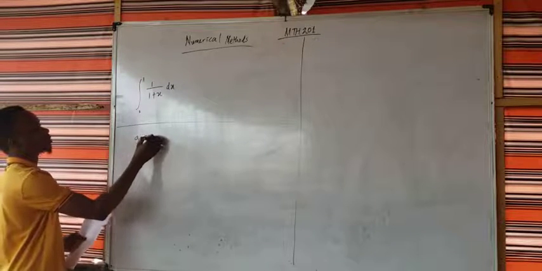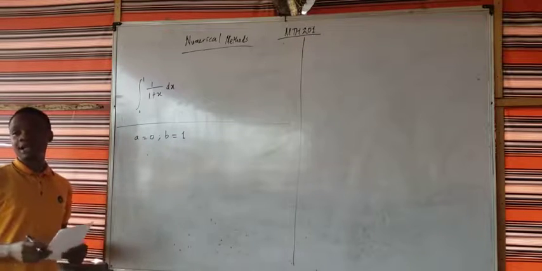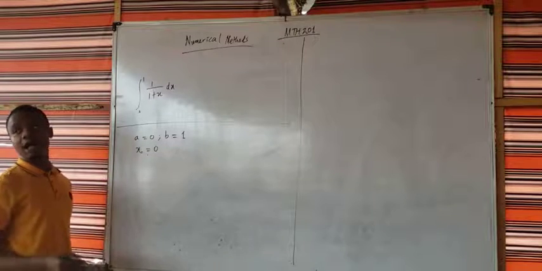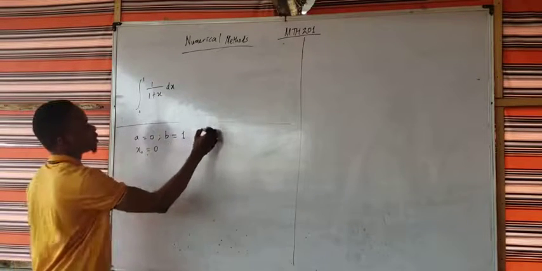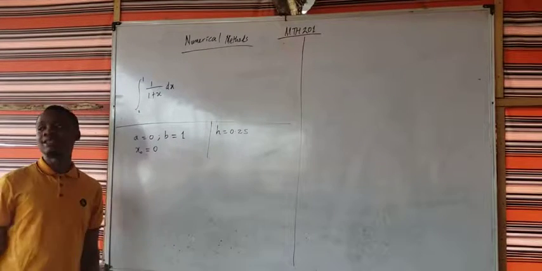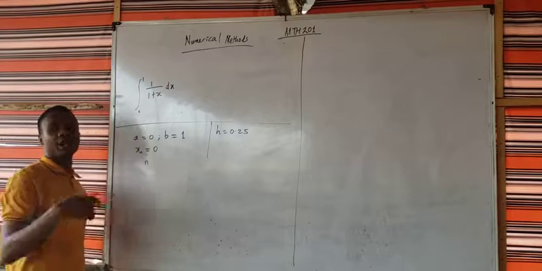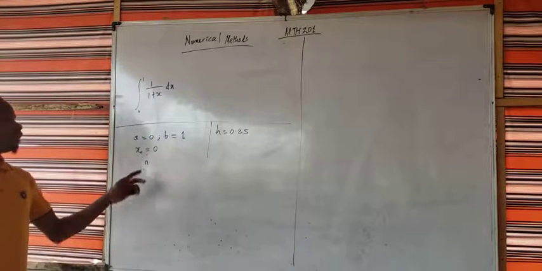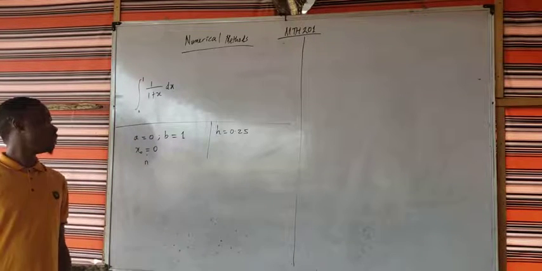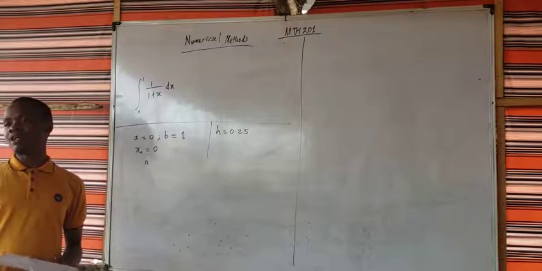Your a is equal to 0 and b is equal to 1. Does that make sense? That means x naught is equal to 0. If you are given h, in this case 0.25, an alternative is that you are given n. You may be given n. N is the number of intervals. If you are given n, you will use it to find h. Here you have h already, so you can use it to find n, the number of intervals that you need.